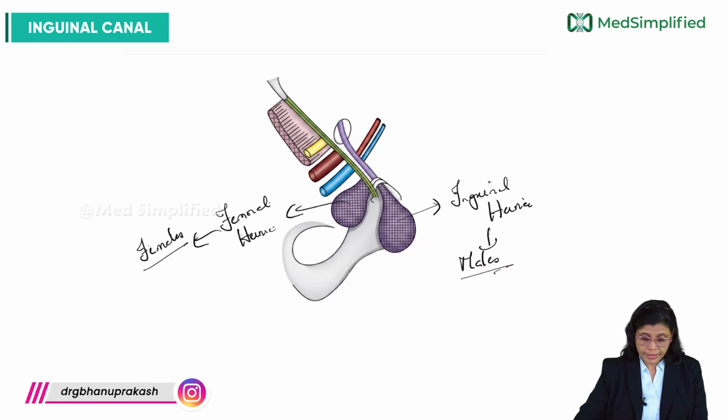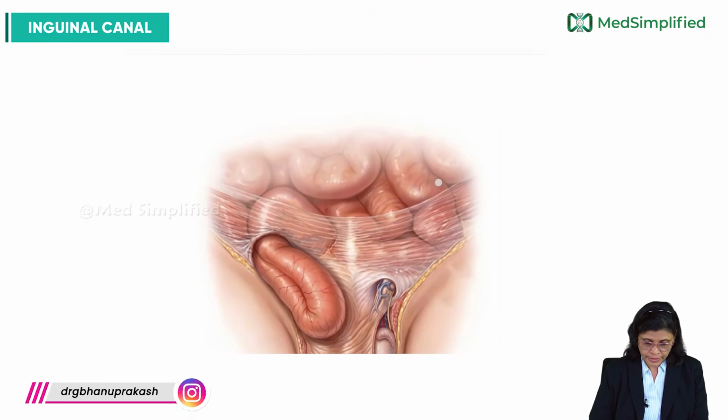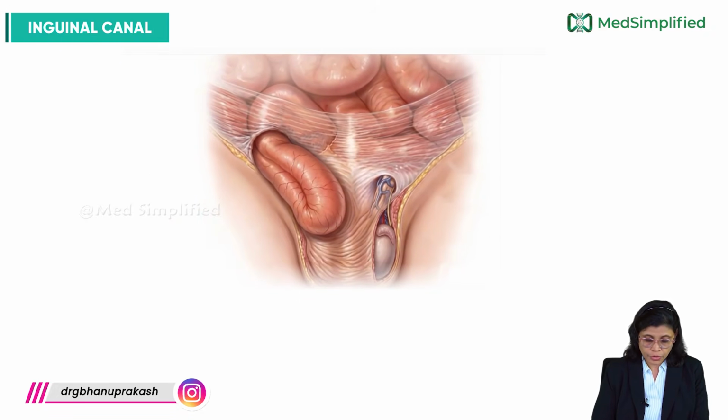So in an inguinal hernia, what happens? There is a protrusion of the abdominal viscera, mainly a loop of intestine, into the inguinal canal. So this is called the inguinal hernia.